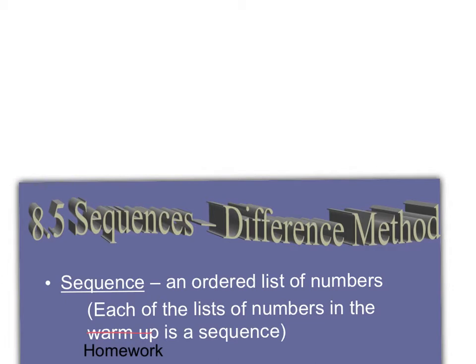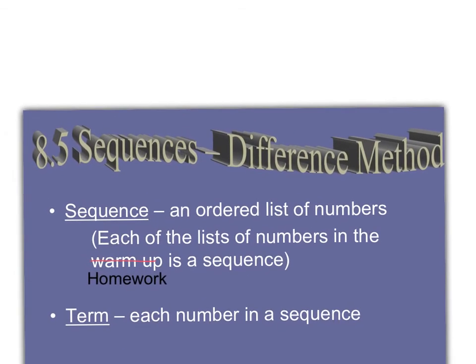So on the blog, I've given you a few problems to try, and each of the lists of numbers in the homework is a sequence. So any ordered list of numbers, some pattern. So that's a sequence. And then another definition that you'll need is for a term, and a term is each individual number in a sequence. So in the list of numbers, those numbers are called terms.